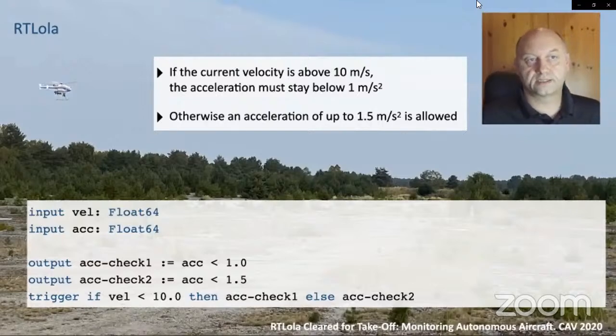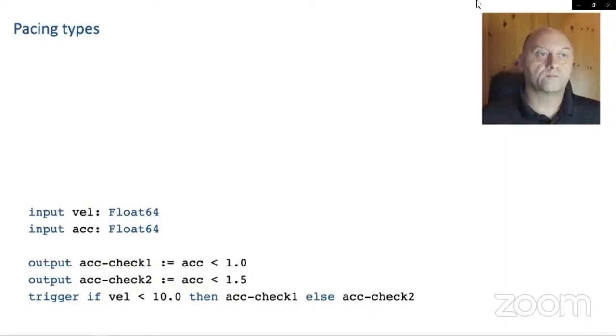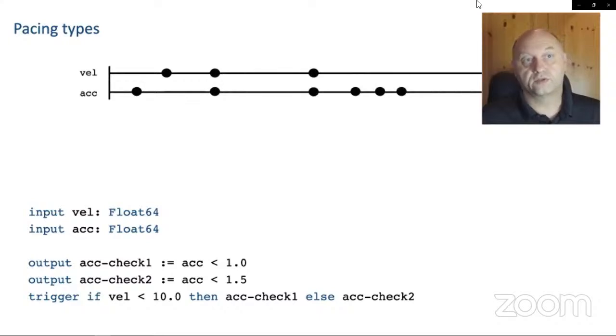RT-Lola has a formal semantics which regulates precisely at which point in time these streams are to be extended. Each stream has a condition which is called the pacing type, which specifies how events on this stream are triggered. First of all, velocity and acceleration are input streams. They are extended whenever new data comes in, which can be at any time. Different input streams can be asynchronous to each other, so there's no need for them to be extended at the same points in time. Velocity and acceleration are each their own pacing type.